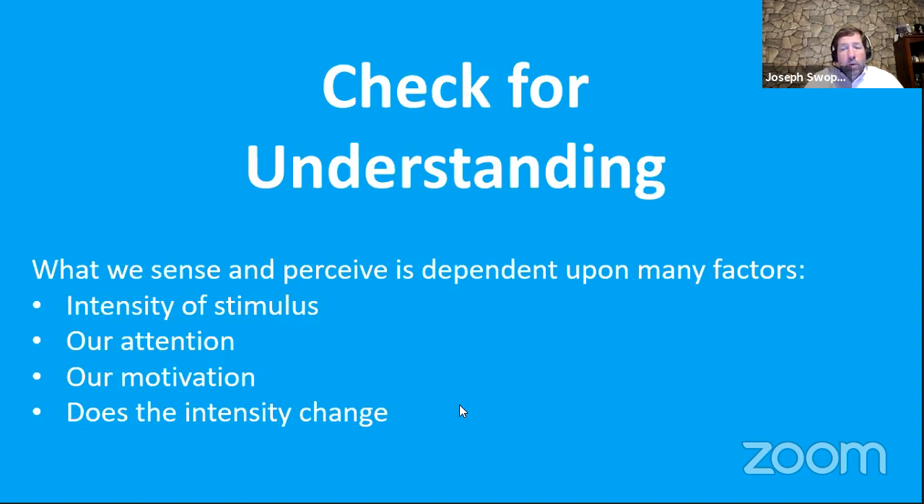Okay, we went through a lot of pretty deep concepts there. The idea here is intensity of stimulus, our attention, our motivation, and does the intensity change? These four ideas are what makes sensation and perception possible. Okay, I just looked at the time, so I'm going to try to speed up a little bit.